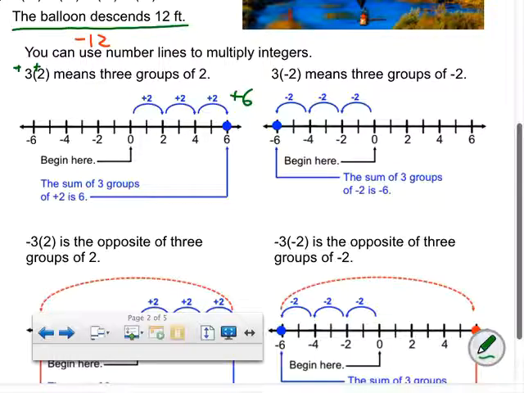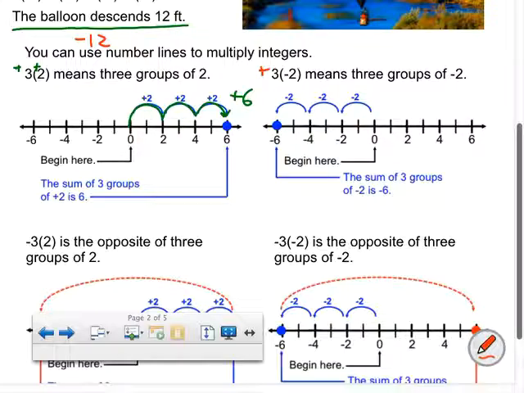So if I start at 0, and I add 2, and I add 2 more, and I add 2 more, so that's 3 skip counts of positive 2 to the right. That puts me at positive 6. You guys understand? Okay, so what's the sign of this 3 right here?